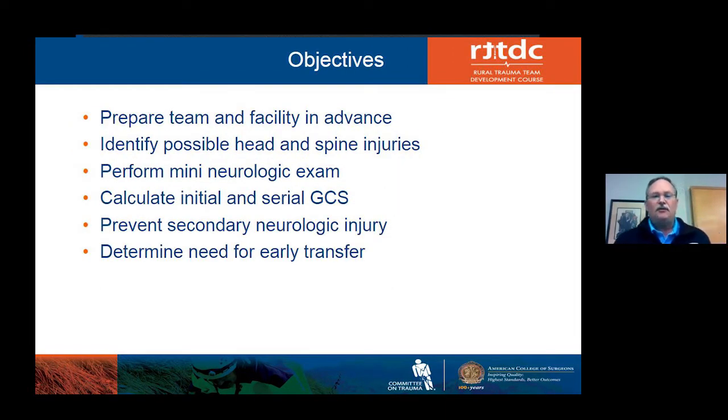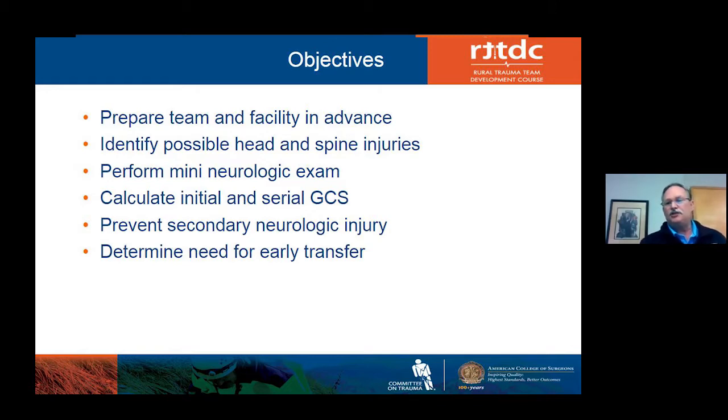So our objectives are basically to identify possible head and spine injuries. Obviously, if you have a suspicion that there is a potential spine injury, notify the trauma team, perform a mini neurological exam if possible, hopefully calculate the GCS, prevent secondary neurologic injury, and that's going to be very, very key in our objective, and then determine the need for early transfer. And hopefully this has already been done.